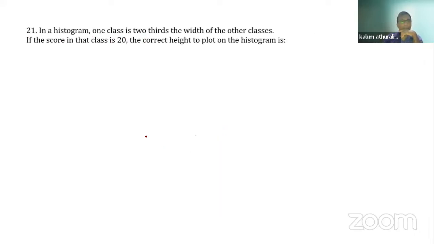Next one. In a histogram, one class is 2/3 the width of the other classes. If the frequency in the class is 20, the correct height to plot the histogram is.